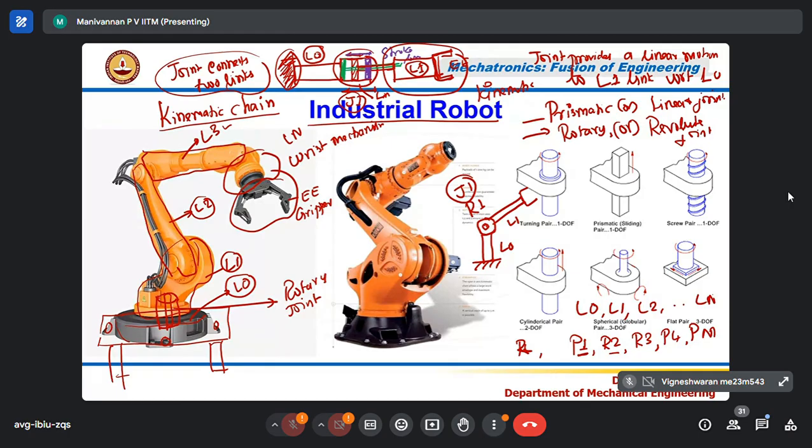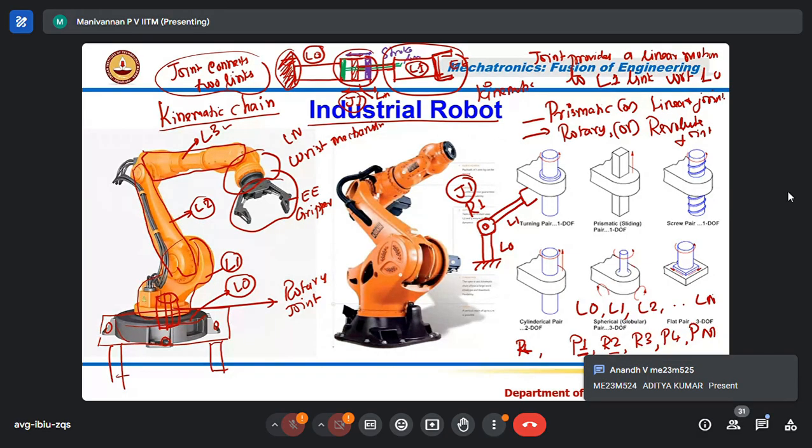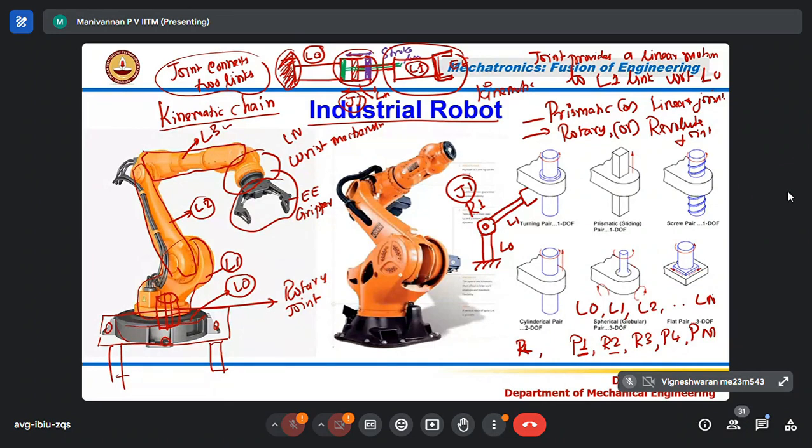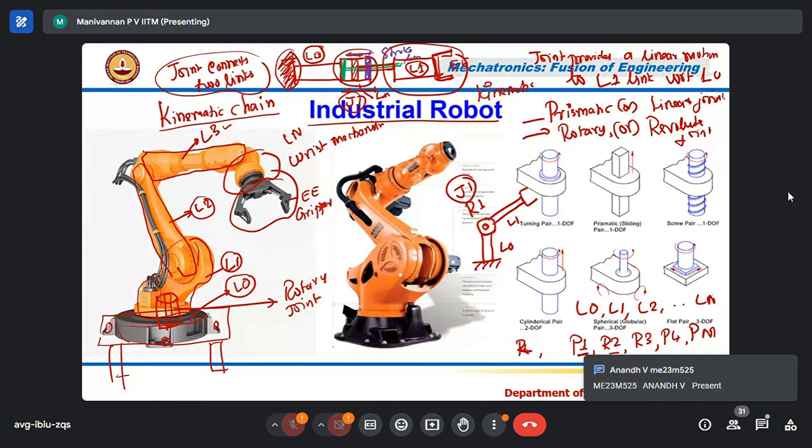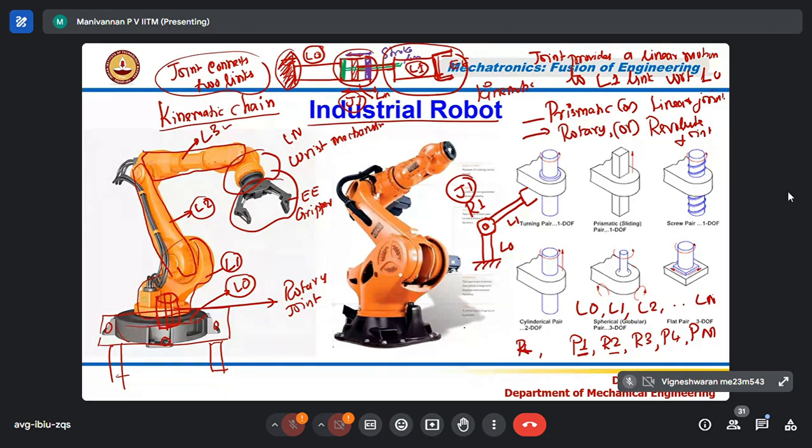Now, I told you that any machine will have links and joints. Yesterday also I told you that if you take an IC engine, the crankshaft is connected to the connecting rod. The crankshaft is a link. The other link is the connecting rod. They are connected by a rotary joint. So with respect to the crankshaft, the connecting rod can rotate, but of course the connecting rod is connected to a piston. When the crankshaft rotates, the crank mechanism makes the connecting rod move the piston in linear motion inside the cylinder.